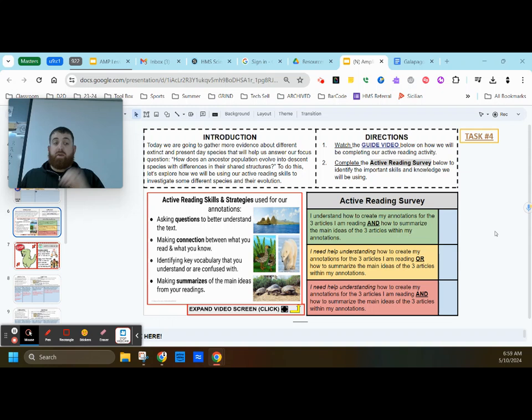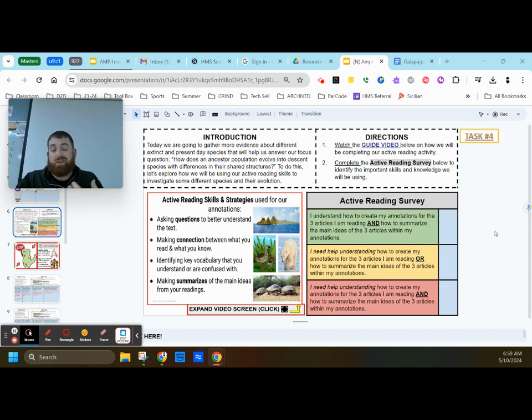Hey everybody, Mr. Regan here, and today we are looking at gathering some evidence about how different extinct and present day species will help us understand that focus question we have, which is how does an ancestor population evolve into a descendant species with differences in their shared structures.